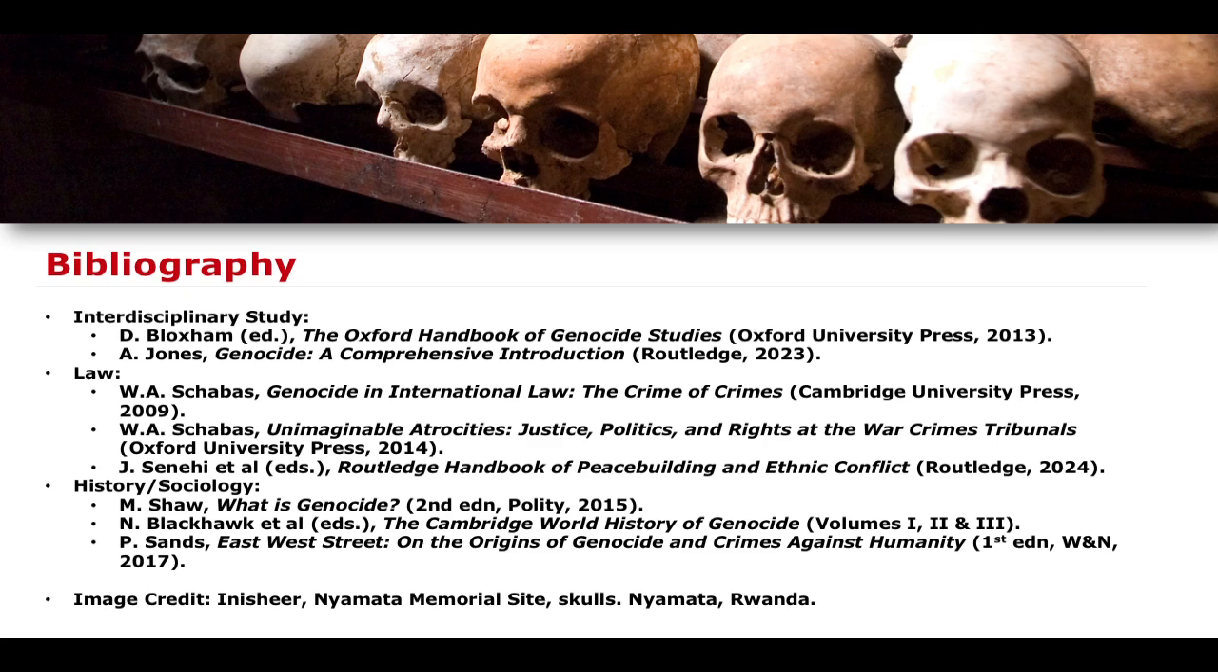The first is the Interdisciplinary Study section. I would argue that one of the most important books for those of you who want to just study genocide is the Oxford Handbook. It gives you a number of different chapters looking at the anthropology of genocide, political elements of genocide, the legal definition itself, the interrelationship between genocide and ethnic cleansing, and then it goes into a lot of detail looking at the history of genocide.